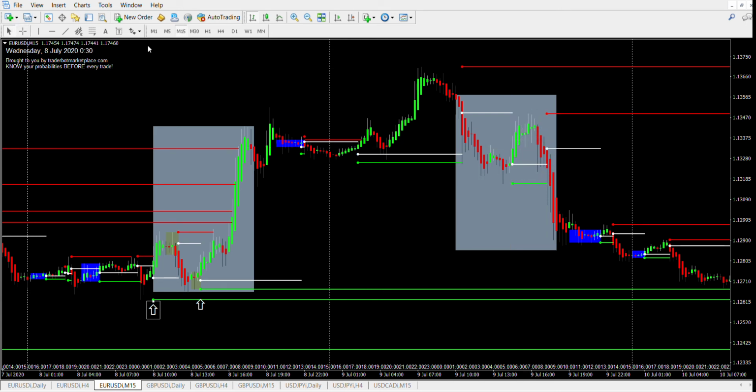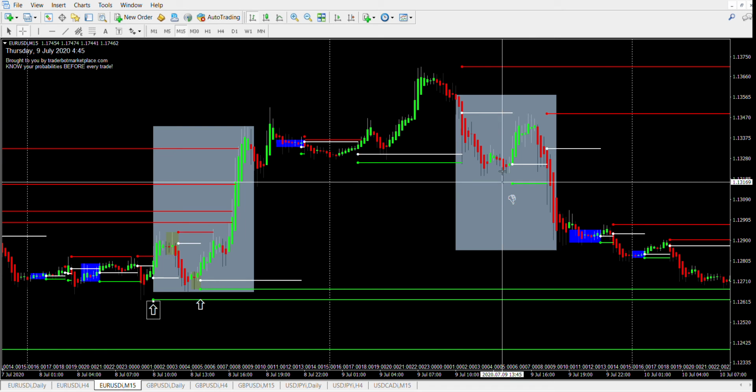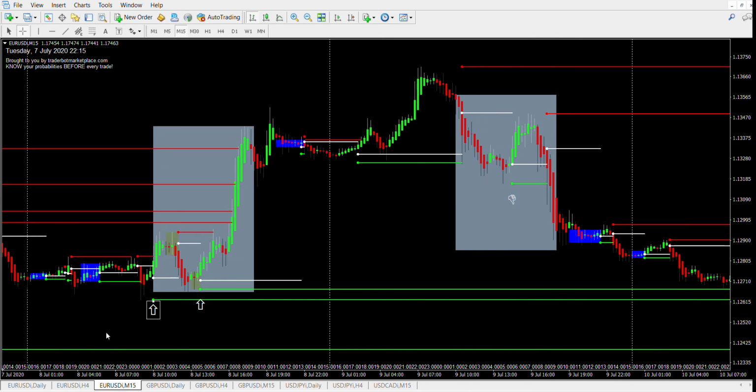So we would have got stopped out right here. So this would have been a losing trade, right? So this one would have been a losing trade right here. So that would have been a loss. But on this day, this is the 9th, right? So most likely this is a red day on the daily, right?